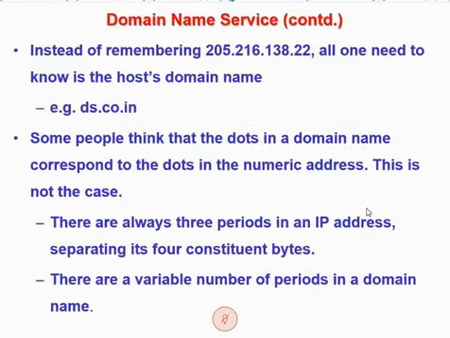For example, instead of remembering 205.216.138.22 as an IP address, all we remember is the domain name, ds.co.in. If you want to traceroute ds.co.in, it will traceroute and translate on the network to the IP address 205.216.138.22.